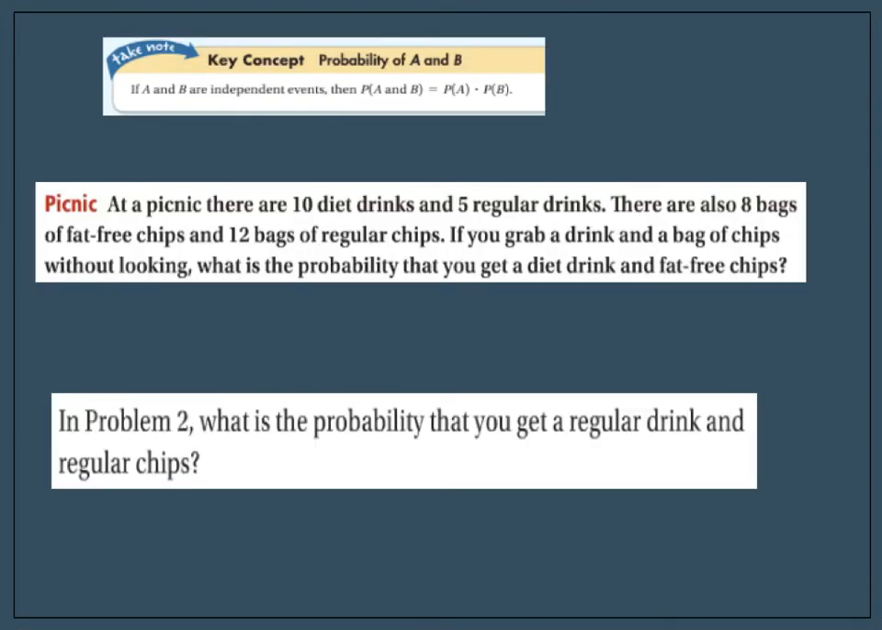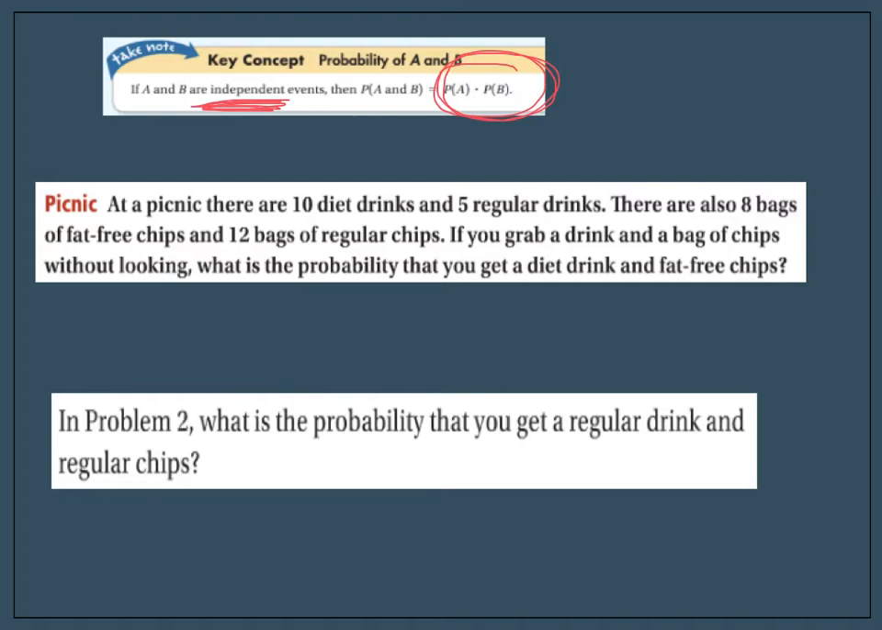When I have a probability and I have an and statement, they're independent. The one does not affect each other. I'm always going to multiply the 2 probabilities that I have. So for the first one, at a picnic there are 10 diet drinks and 15 regular drinks. There are also 8 bags of fat-free chips and 12 bags of regular chips. If you grab a drink and a bag of chips without looking, what is the probability that you get a diet drink and a fat-free chip?